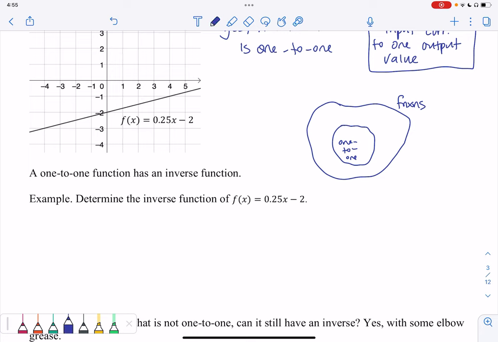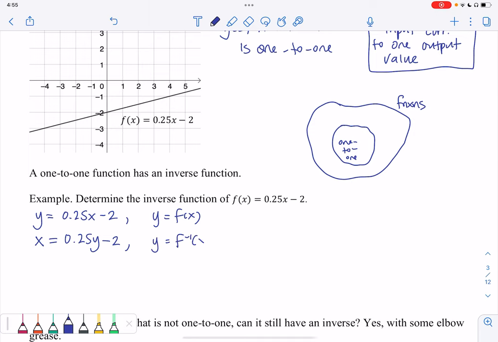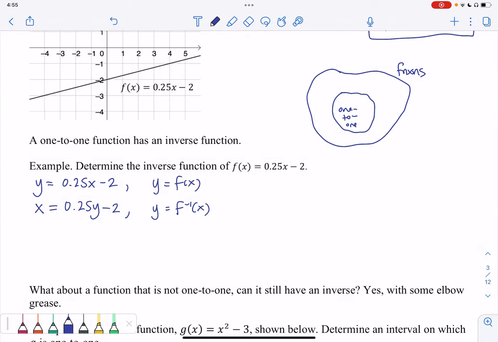So what I'm going to do is first rewrite f of x as just y. So I'm replacing that, and writing y equals 0.25x minus 2. The way I've written it, y is still equal to f of x. I've just replaced it to make the arithmetic a little simpler. Now, wherever I see a y, I'm going to replace it with an x, and wherever I see an x, I'm going to replace it with a y. So this gives me x equals 0.25y minus 2. And here, because I made that switch, now y represents f inverse of x.